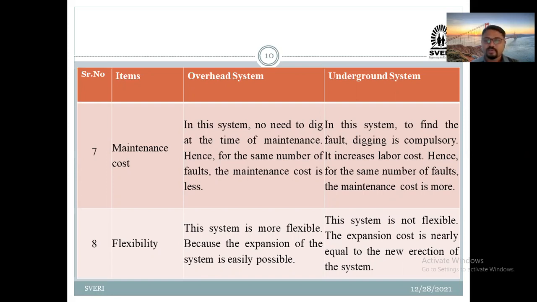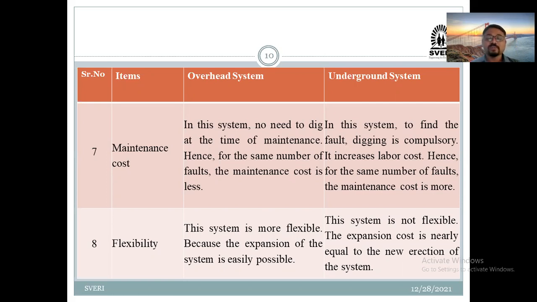Okay, then the point number 8, that is flexibility. Now what does flexibility mean? What does this word come into the picture for? Flexibility: if we want to expand that particular line further, for whatever reason, that is represented by flexibility. So what happens in flexibility?